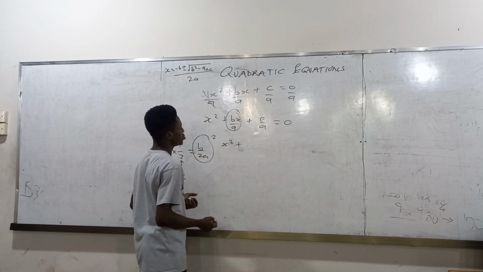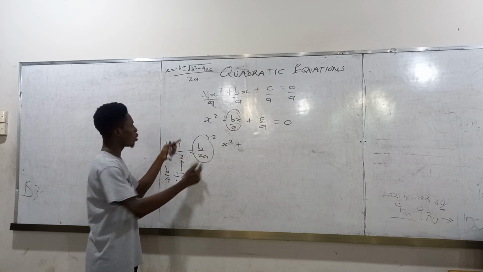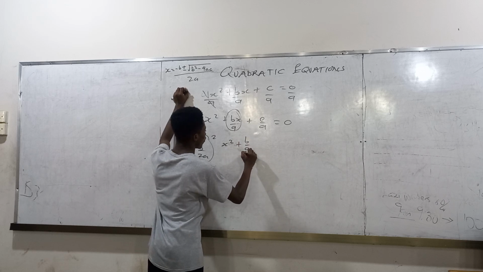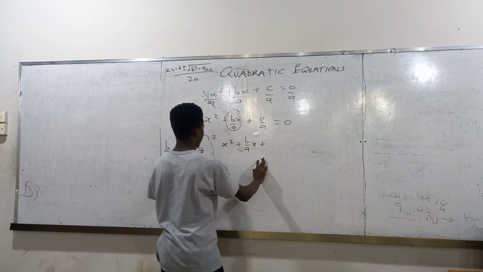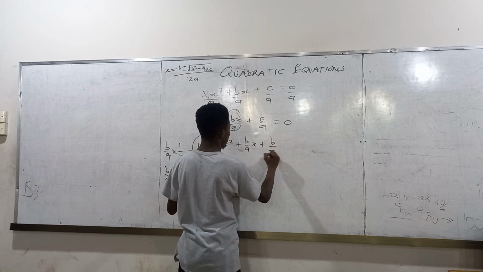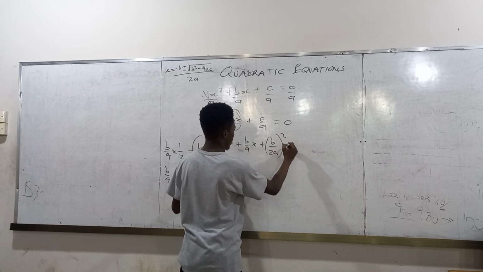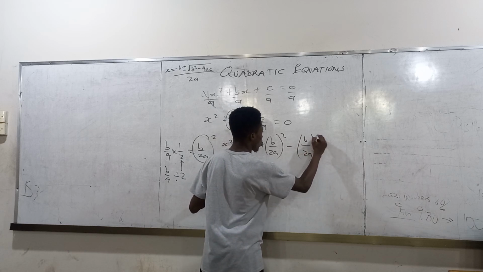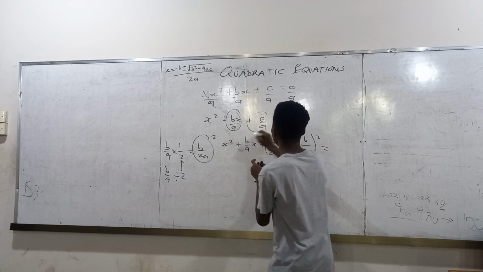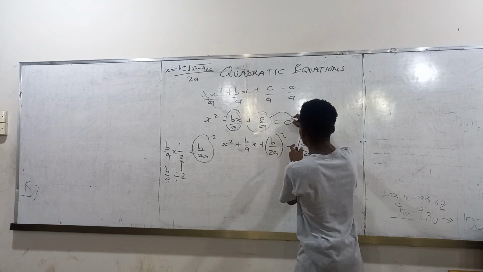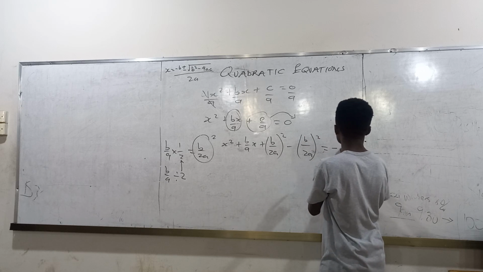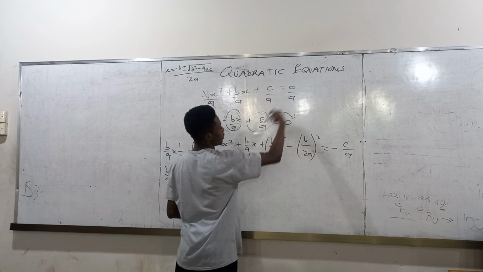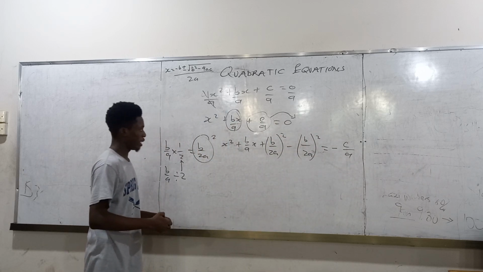Okay, let me do it this way. First of all, we still have our b over a x plus b over 2a all squared minus b over 2a all squared being equal to, please, I'm bringing this to the other side of the equation. So it will be minus c over what? a. Because here it's already 0. So when we bring it there, it will be minus c over a.